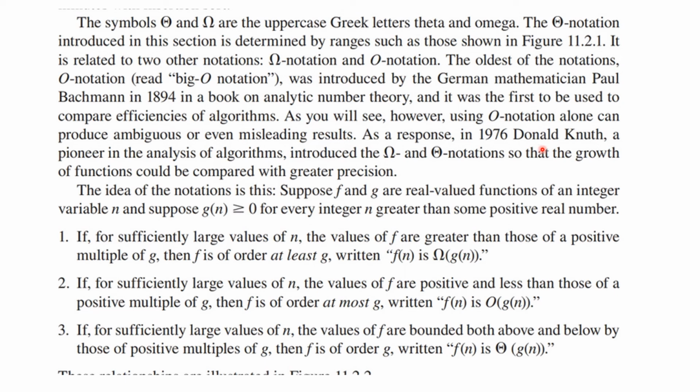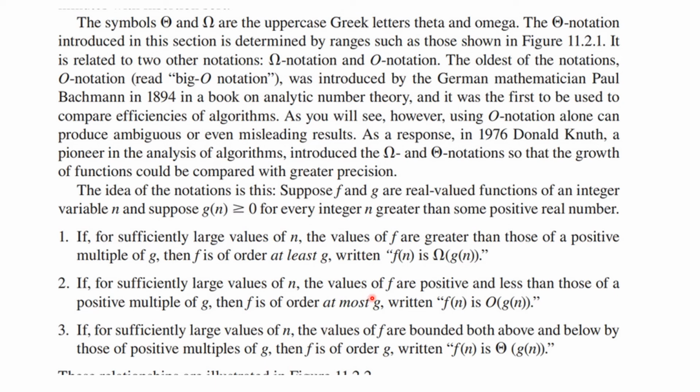So he realized the shortcoming, and in fact here they're talking, he was a pioneer in the analysis of algorithms. He introduced this new notation so the functions could be compared with greater precision. Okay, so here is kind of the quick version of this. If for sufficiently large values of n, the values of f are greater than those of a positive multiple of g, then f is of order at least g, and you write omega g of n.